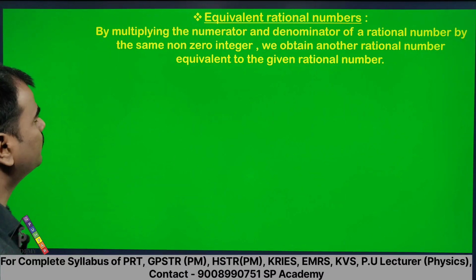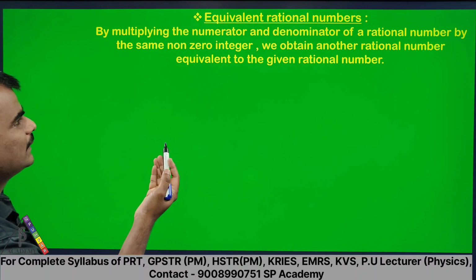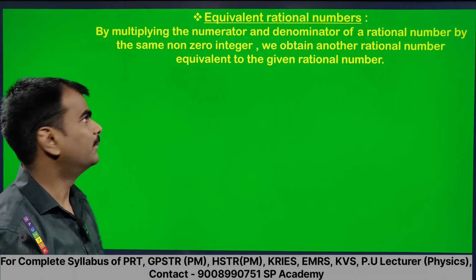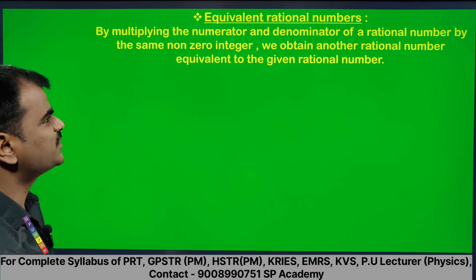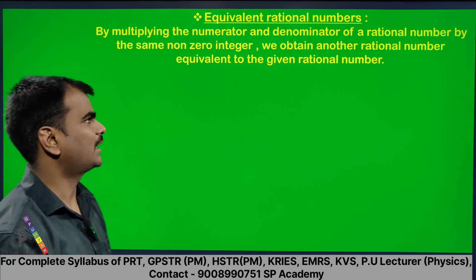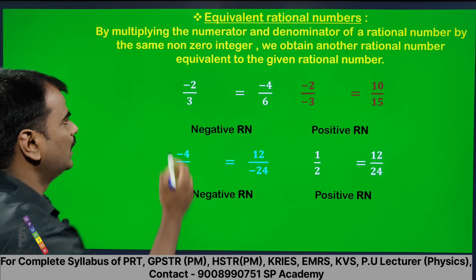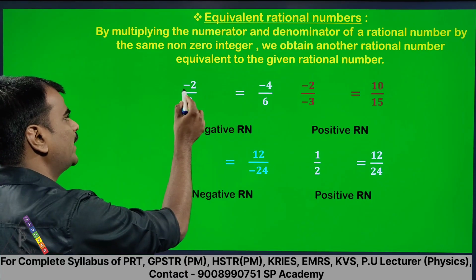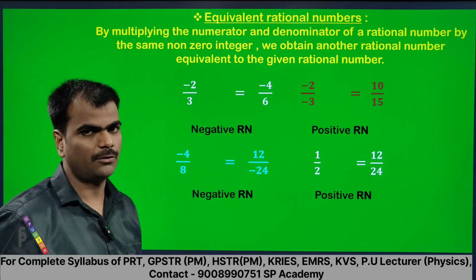Next, equivalent rational number. By multiplying the numerator and denominator of a rational number by the same non-zero integer, we obtain another rational number which is an equivalent rational number. Example, the equivalent rational number of minus 2 by 3 is minus 4 by 6.